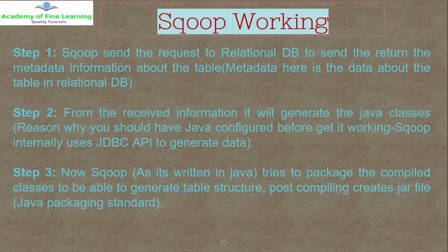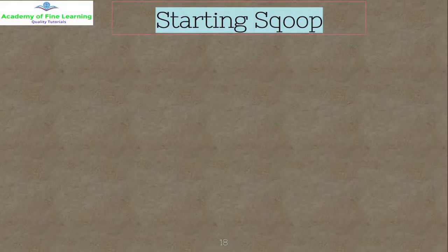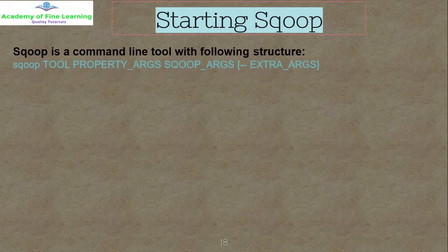You just execute a Sqoop command. That's it. Now how do we start with Sqoop? Let's see how the command will look. It's a very simple thing. You have to start by typing sqoop to tell the CLI that you are going to write a Sqoop command. Then you have to write the tool.